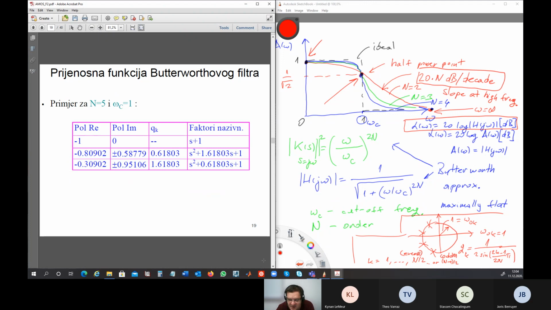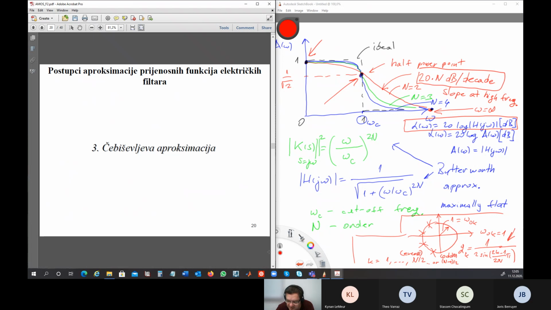Or instead of calculating, you can use tables. This is example of table of Butterworth filters for the order equal to 5. So here are imaginary or real parts of poles, or like this here, you can calculate Q, or you can immediately represent factors in the denominator. So this is something what you can find in some tables about Butterworth filters. The next approximation we will learn today is Chebyshev, and then we will finish. So it will be another, let's say, 10 minutes. And then I will be open for questions.